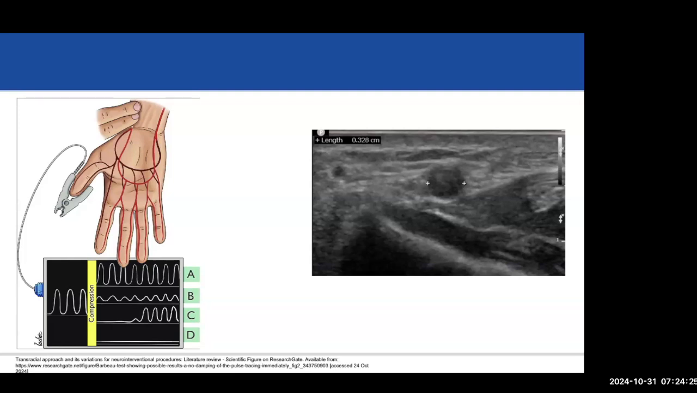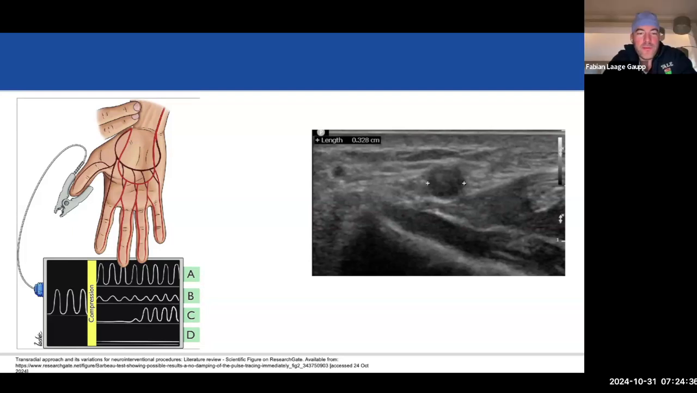Some people would take A, B, and C. However, some other literature says a good candidate would be the one which has waveforms of A and B. Yeah, I agree. For me personally, if it's A and B, I'll proceed. Usually if it's C or D, I won't. But it also depends a little bit on the indication, right?